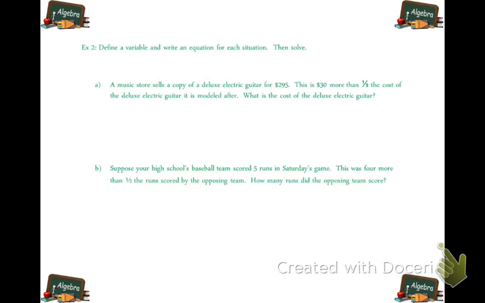So, we're going to look at how to write an equation. A music store sells a deluxe electronic guitar for $295. So that's how much it cost altogether, so $295. And that is 30 more than, that's telling me 30 goes last. And more than means a plus sign. And then it's 1/3 the cost of a guitar. So we'll do G for guitar.